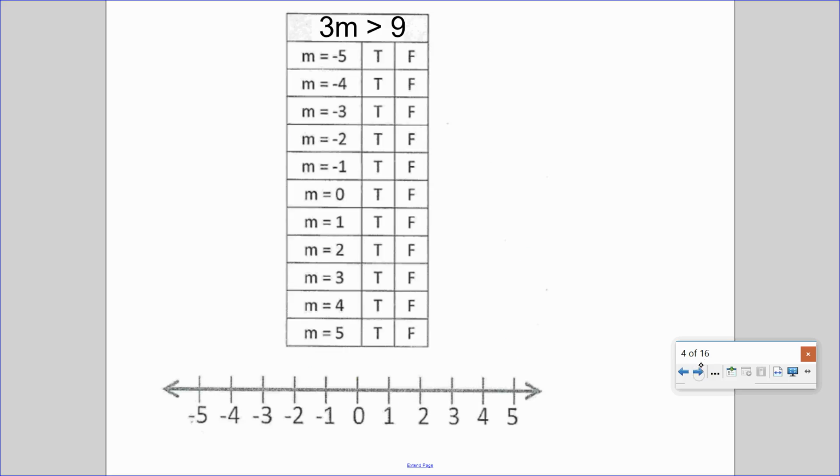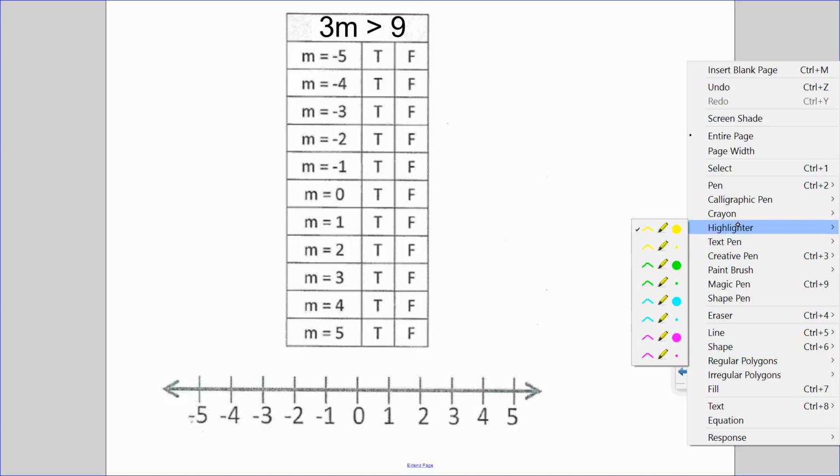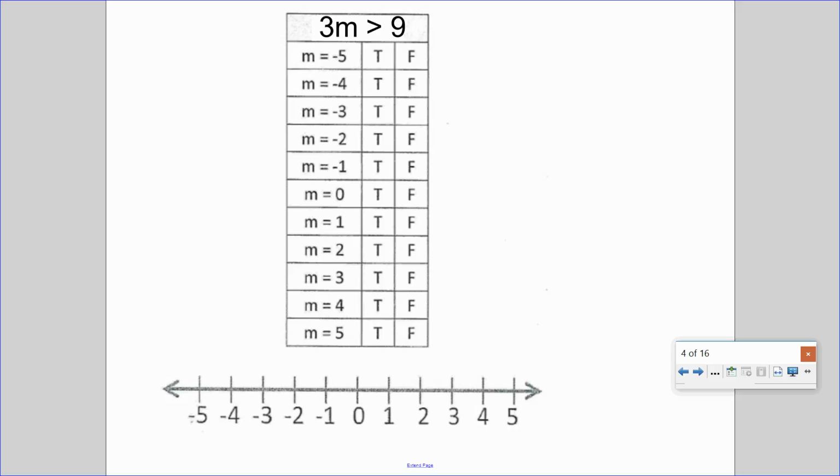Let's try another one with a table. 3m has to be greater than 9. So let me use my calculator. 3 times negative 5 is negative 15. That is not greater than 9. 3 times negative 4 is negative 12. Nope. 3 times negative 3 is negative 9. Nope. 3 times negative 2 is negative 6. Nope. 3 times negative 1 is negative 3. Nope. 3 times 0 is 0.